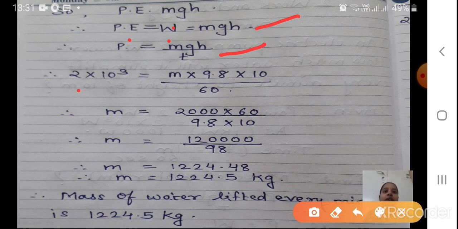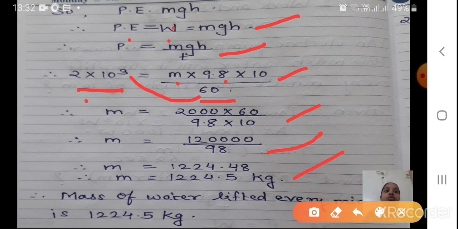Now you know the power value, 2 into 10 raised to 3. The m value we have to find. The g value you know is 9.8, and 10 is your height, upon 60 which is your time. You are going to do the calculations in your book. So here 2 into 10 raised to 3, I have written 2000. Multiplied by 60, when 60 goes there it will be in multiplication, and 9.8 into 10 will go in the denominator. So what are you getting? m is equal to 12 into 10 raised to 4 upon 98. When you do the division, you are going to get the value, that is 1224.5 kg.